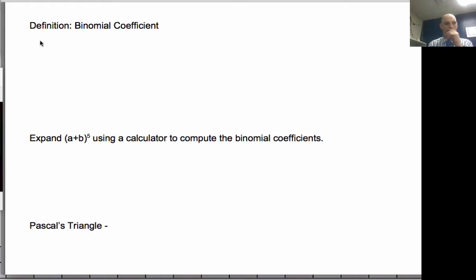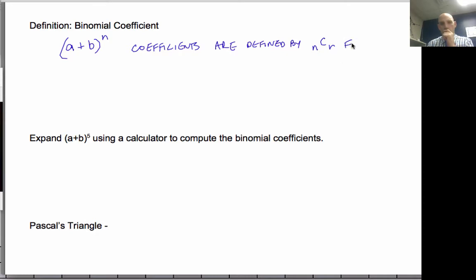So the binomial coefficient. When we look at the binomial coefficient, we've got a binomial, a plus b, which is what we're dealing with up there, to some power. And the cool part about this is the coefficients are defined by n combined r at a time, for r equals 0, 1, 2, etc.